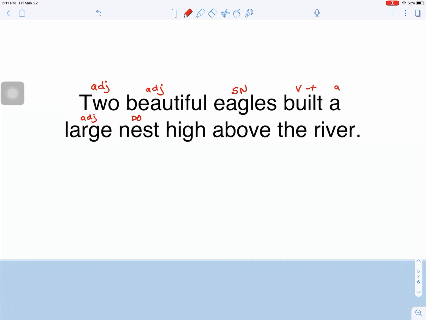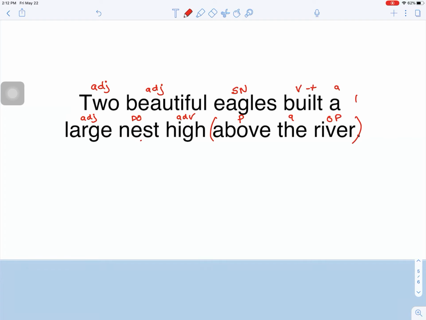High above the river. Well, that becomes a bit different, right? Above, we know, is a preposition. The river, above what? The river, that's the object of the preposition. The is an article. What kind of nest? A high nest. And that would tell you that we have an adverb. And that would take us to the end of the sentence.